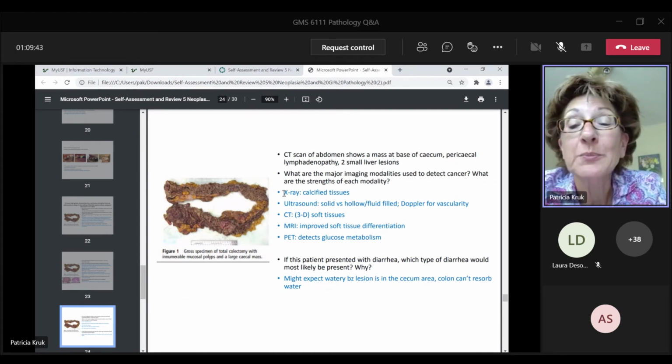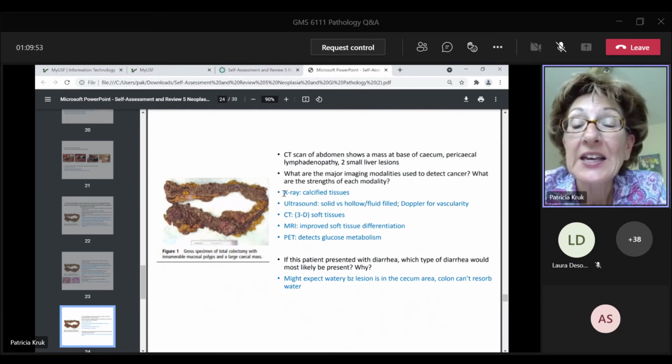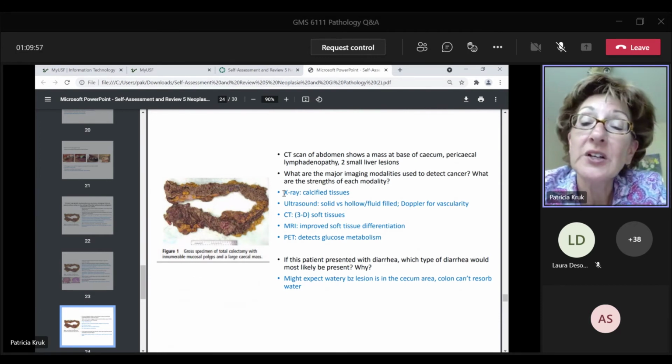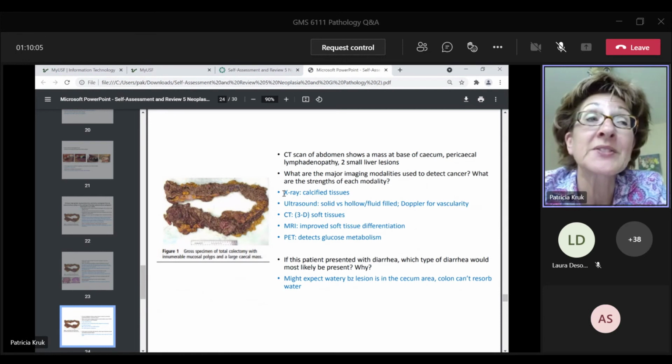Ultrasound is important to determine whether a mass is hollow or solid, because if it's hollow, it may be just a simple fluid-filled mass, like a cyst. And we use a derivation of ultrasound called Doppler, which basically shows us vascularity. If you start to see vascularity, that's probably a bad sign because it means there's something growing that needs angiogenic and vascular support.